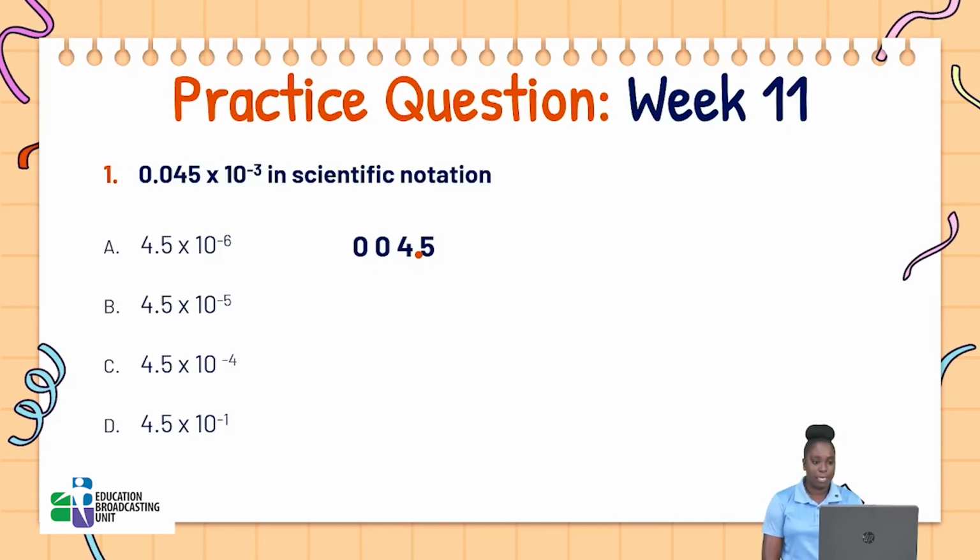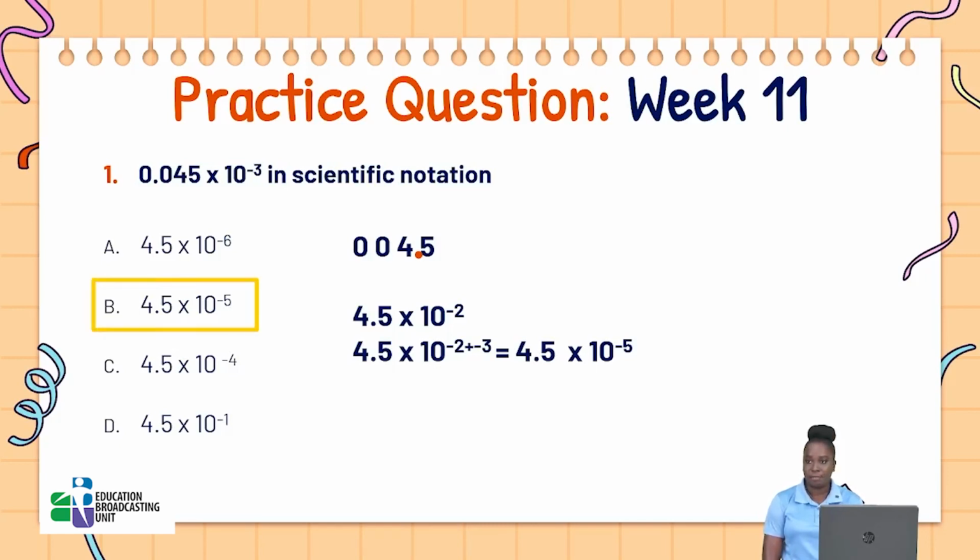So we just moved the point 2 places to the right. And so this now gives us 4.5 times 10 to the negative 2. But we have to take into consideration the times 10 to the negative 3 that was in the original question. And so we're going to add those powers. When we add negative 2 plus negative 3, we get a power of negative 5. And so our answer is therefore B.